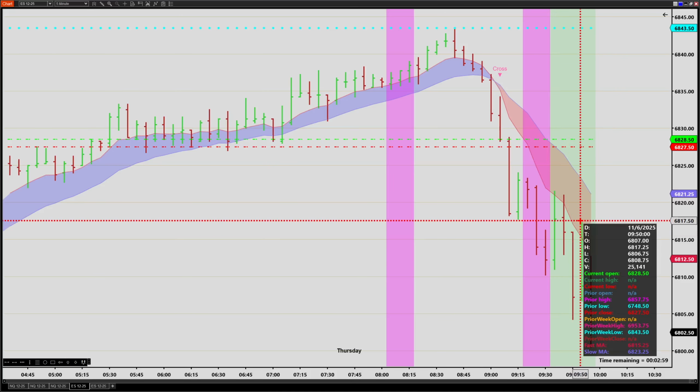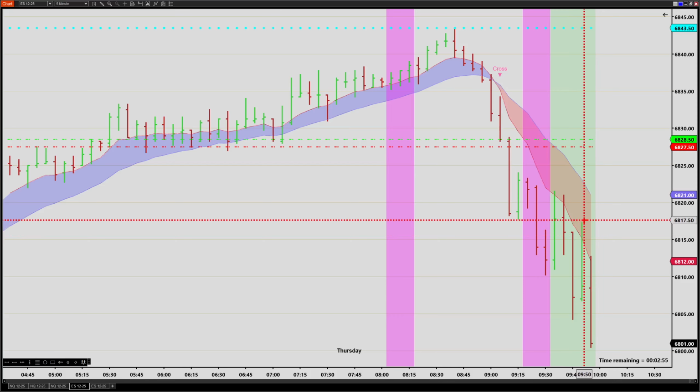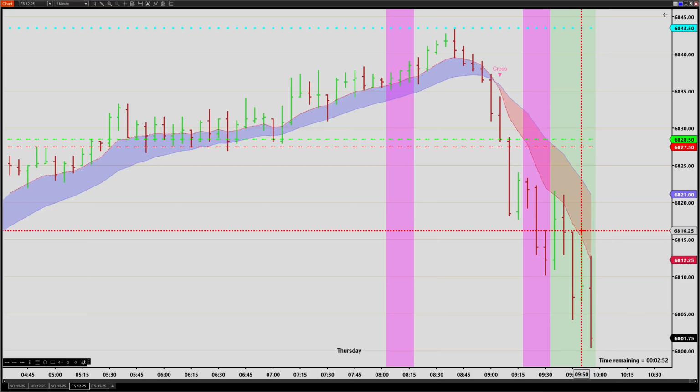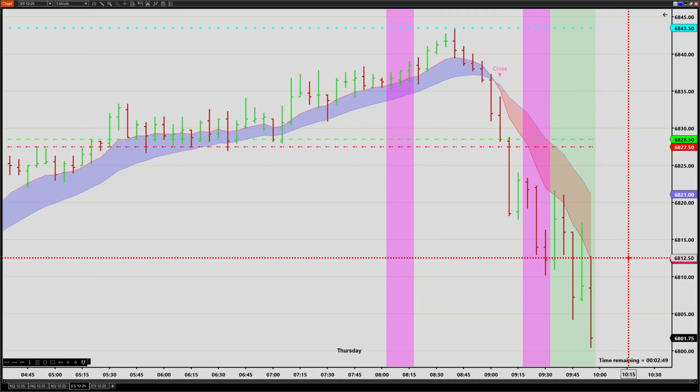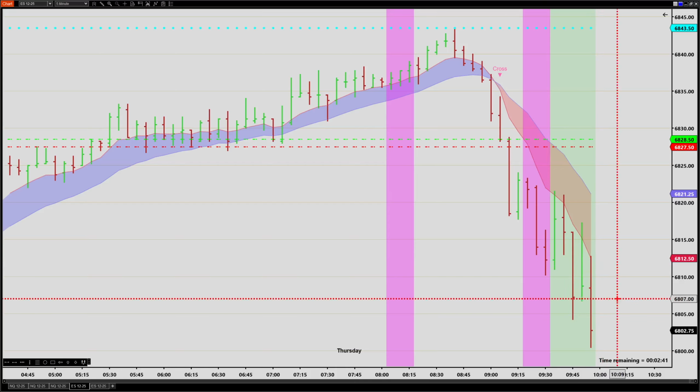So at the time, the short EMA value was at about my entry point. So it was a 10-point profit.